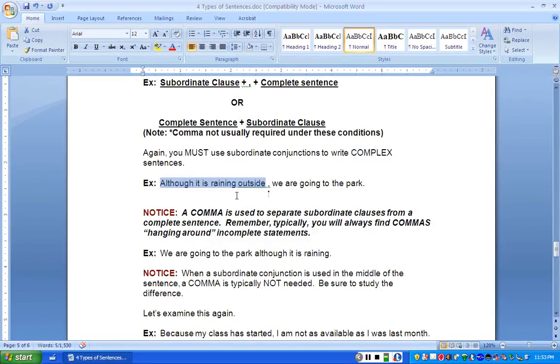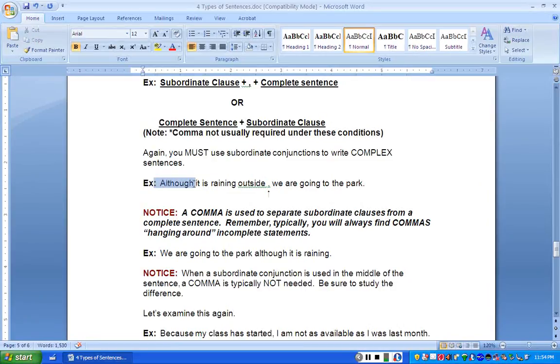So although it's raining outside, what? Although it's raining outside, we're going to the park. Now everything makes sense, okay? Because now you've added what? The independent clause. So, notice that the comma separates the two, right?